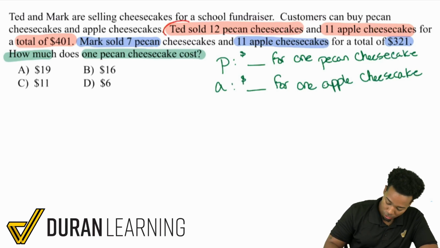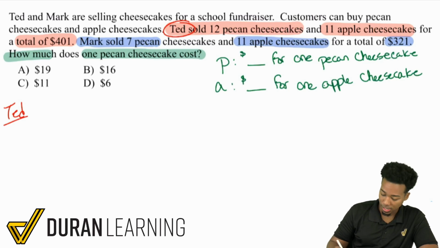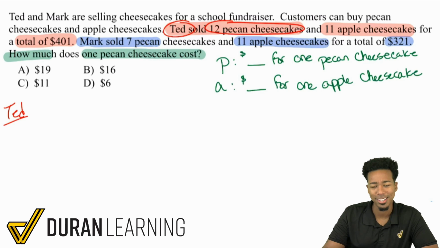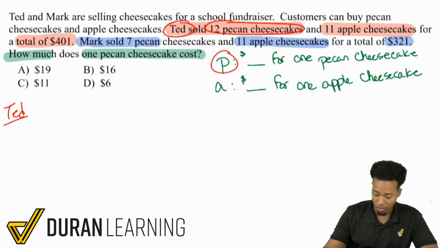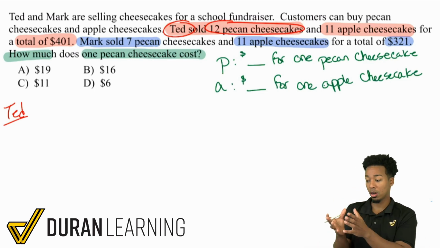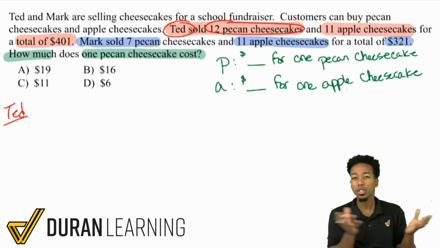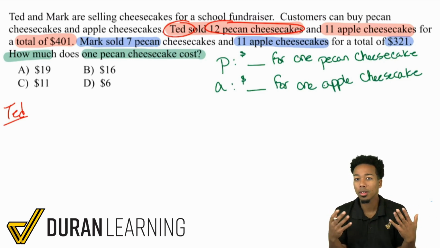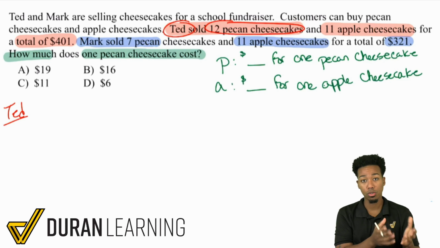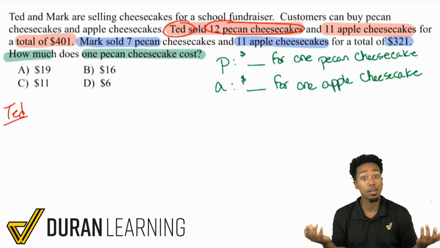Let's set it up. Over here for Ted, let's set up Ted's equation. Ted sold 12 pecan cheesecakes, and we know that P is how much one of those pecan cheesecakes costs. So think about it: if you know how much they cost and you know how many you sold, what do you do with those numbers to get the money that you generated? You multiply. Multiply that together and that's going to give you the amount that you earned.